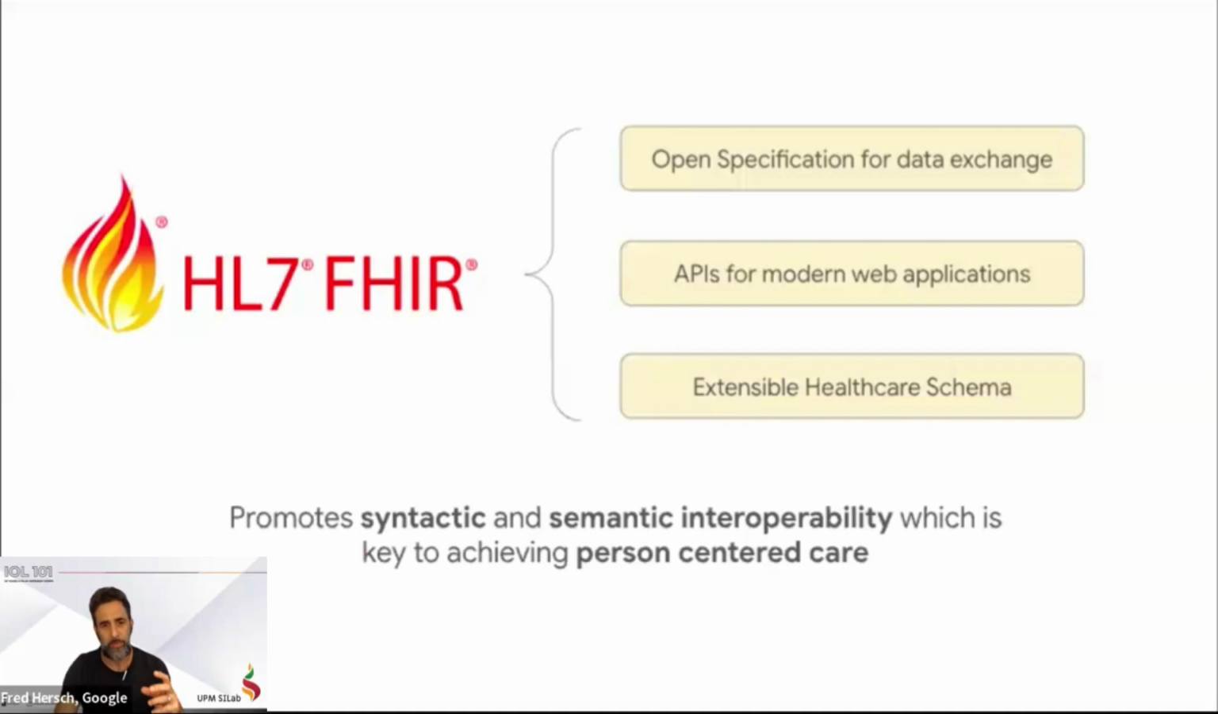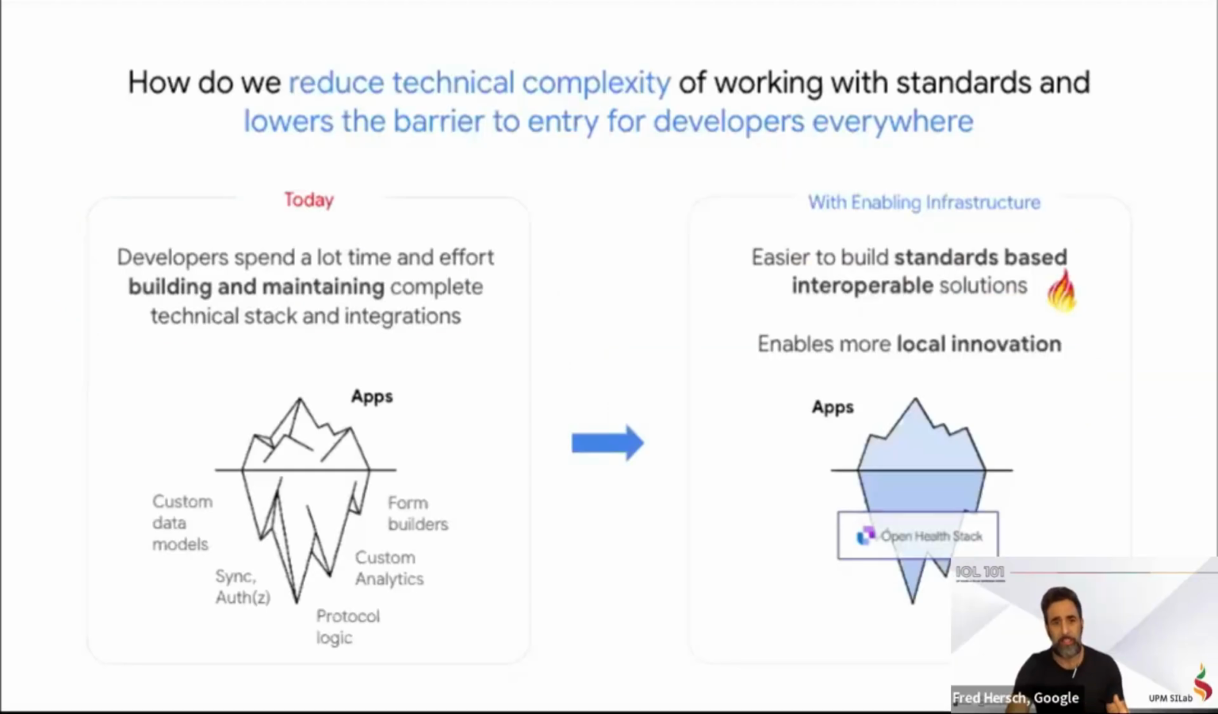HL7 FHIR is, I suppose, unique in a few ways. First of all, it's an open specification. But beyond that, what's really appealing about FHIR is that it brings healthcare technology into the modern web development era. And so we were asking ourselves, how can we reduce the technical complexity of working with standards and through that process lower the barrier to entry for developers everywhere?